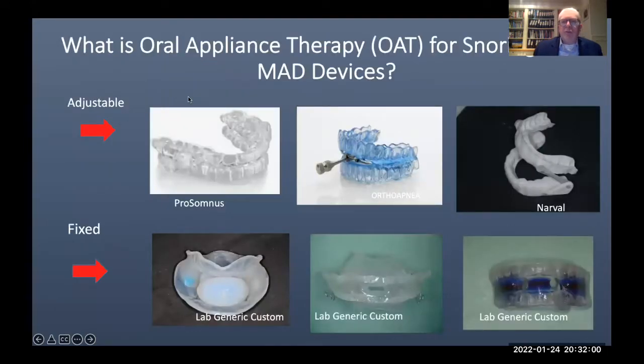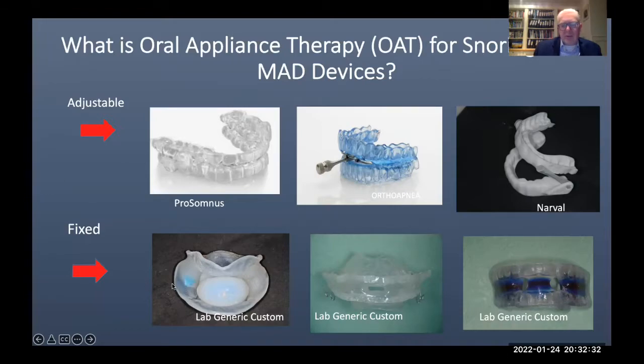So what's oral appliance therapy for snoring, and what are mandibular advancement devices? Well, there are as many devices as there are days in the month, maybe days in the year soon, but these are variations of titratable or adjustable devices. This is a middle device. This is a classically fabricated pull-down device with a mechanical component for titrating the device. And this is a printed device.